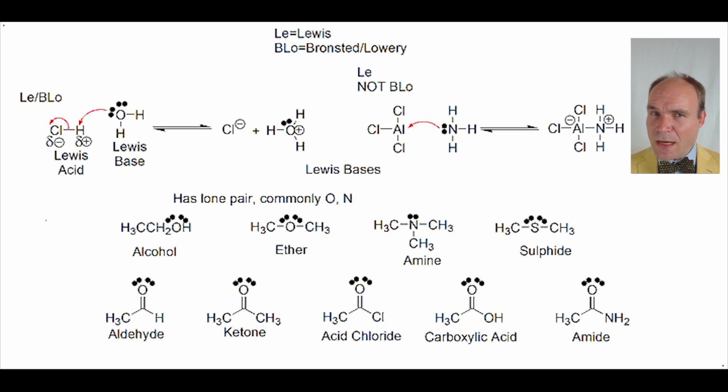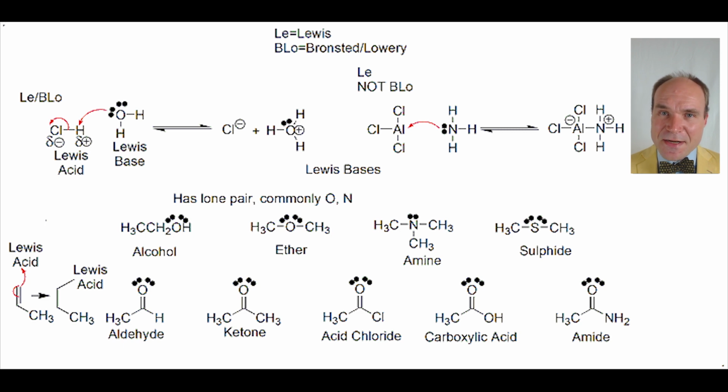But lone pairs aren't the only examples of Lewis bases. They're certainly very common, but we can also look at, for example, a double bond, a pi bond, being a Lewis base. Here, the electron pair is one of the bonds of the double bond. The double bond changes to become a single bond, and those two electrons, the electron pair, can now move towards the Lewis acid.